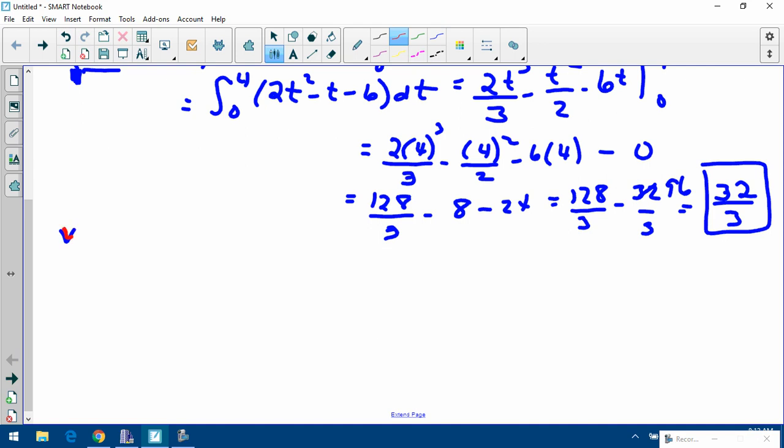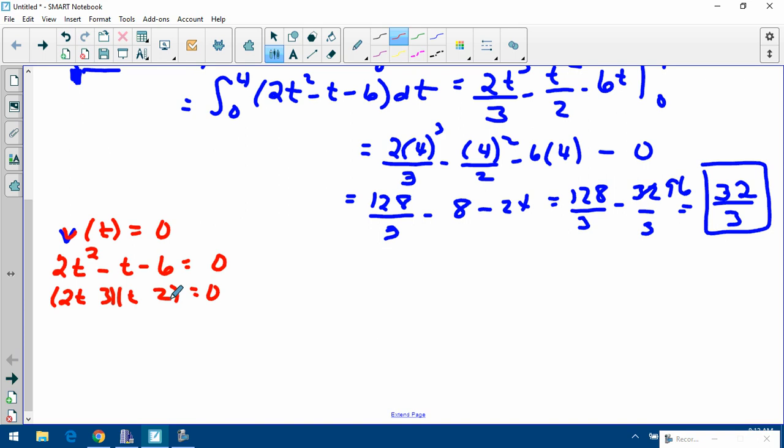Let's change the color here. Set where velocity is equal to 0. So in this case, I have 2t squared minus t minus 6 equals 0. And if you factor that, that's going to be 2t and t. We need a 3 and a 2, so put 3 there, 2 there. And if I do minus there, that's minus 4t plus 3t. Okay, so velocity equals 0 when t is negative 3 halves and when t is 2. Now, negative 3 halves, don't have to worry about because we're only talking about positive time. Then we need to partition.